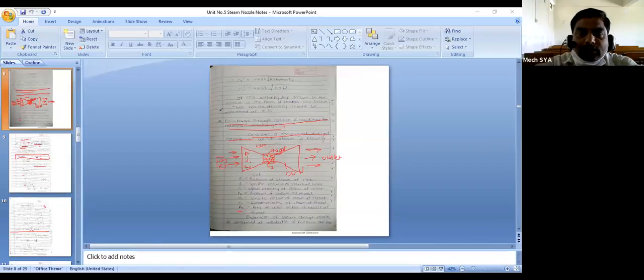So last lecture we started our unit number 5, that is the first unit of the second section. That is steam nozzles, one of the important parts of the vapor power cycle. It is an integrated part of the steam turbine. So nozzle, who will define nozzle? Anybody of you? Last time only we have defined nozzle. Nozzle means what?